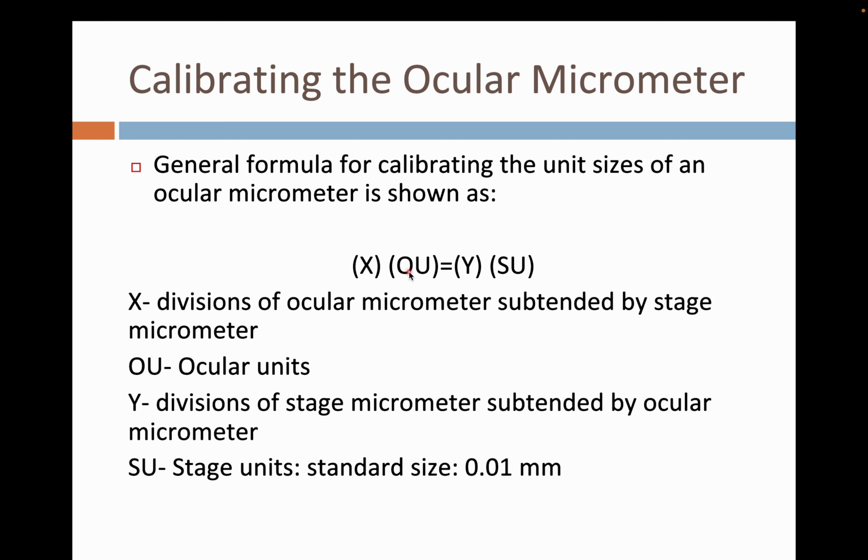The idea is to be able to calculate that ocular unit value, and per objective, that differs. That ocular unit size varies across objectives. Then the variable y is the divisions of the stage micrometer subtended by the ocular micrometer. Then your stage unit is a standard size, which is 0.01 millimeter.